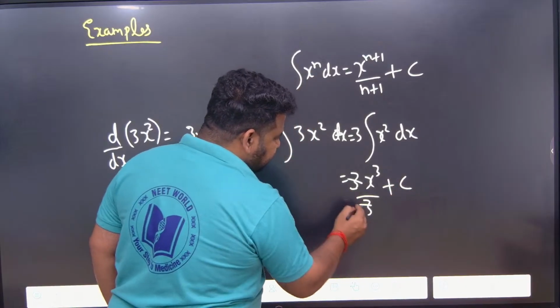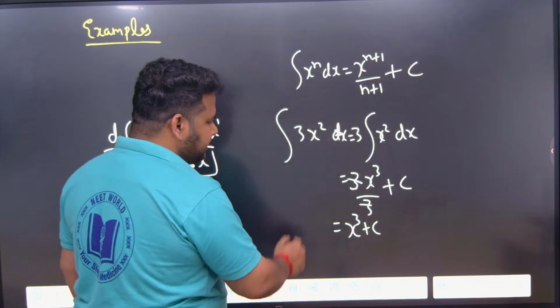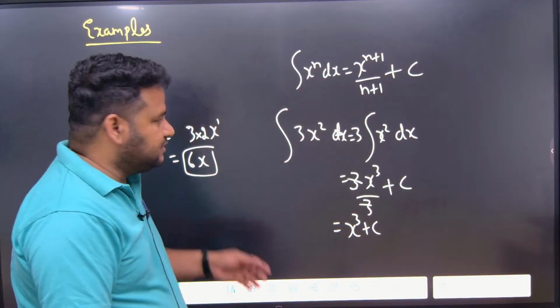This 3 and 3 I can cancel, so the answer is x cube plus c. Clear, friends? This is how we will do it.